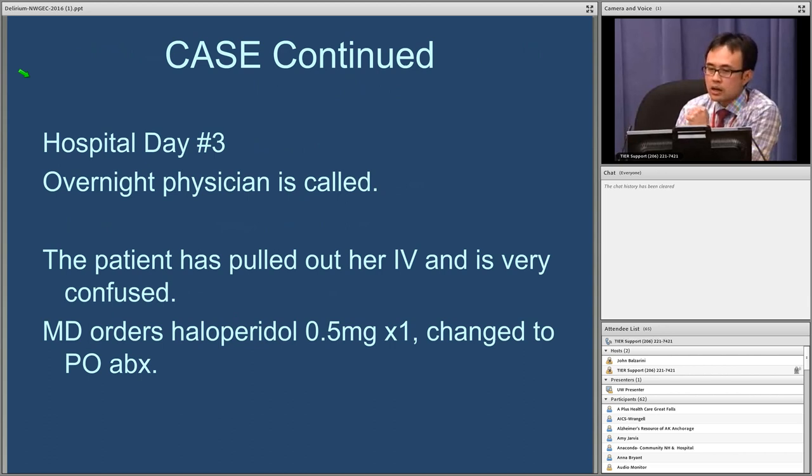So we're going to return back to our case. This is hospital day number 3, and the overnight physician is called. The reason the physician was called is that she is now more delirious. She's pulled out her IV. She's incredibly confused now. And the physician orders Haldol, 0.5 milligrams, to be given. And now her antibiotics are changed as well to PO antibiotics because she's lost her IV access.